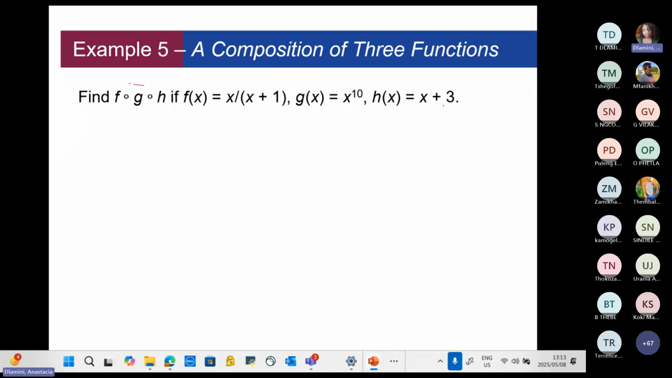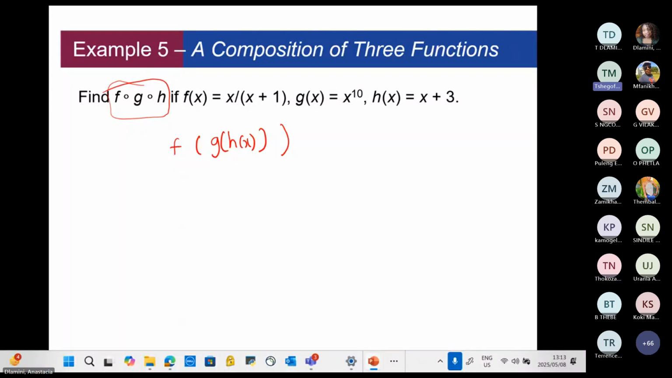They want you to find this. What do we start with? Which is the inner function? In this case, there are 2 inner functions, but which one is the innermost? H. So we start with H, then what? Which one is the outside function? G of x. Then we have F. In simple terms, ma'am, this means G is the inner function of F, and then H is the inner function of G.